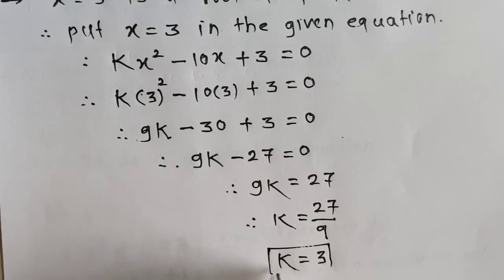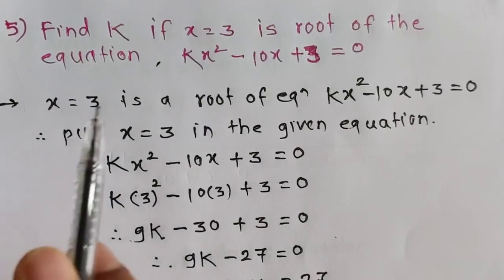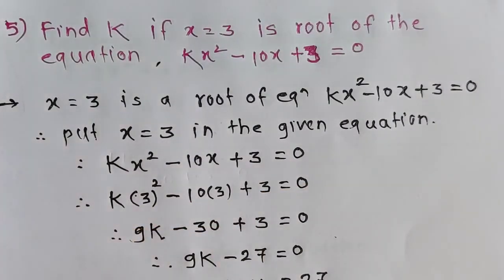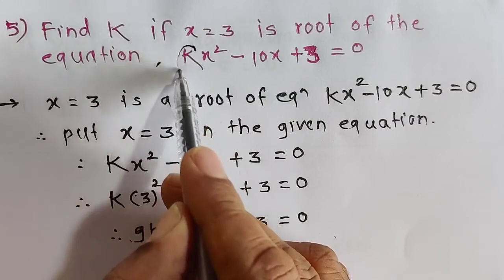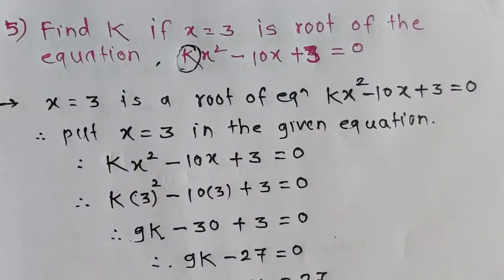So in this way we can find the value of k. So here let us see that sum again. Find k if x is equal to 3 is a root of the given equation. The equation is given, kx square minus 10x plus 3 is equal to 0. Here a term is missing. Instead of that term, k is given, we have to find the value of that k.